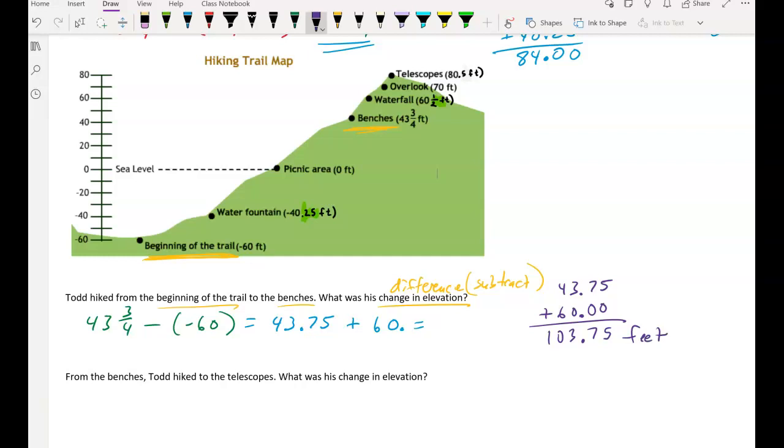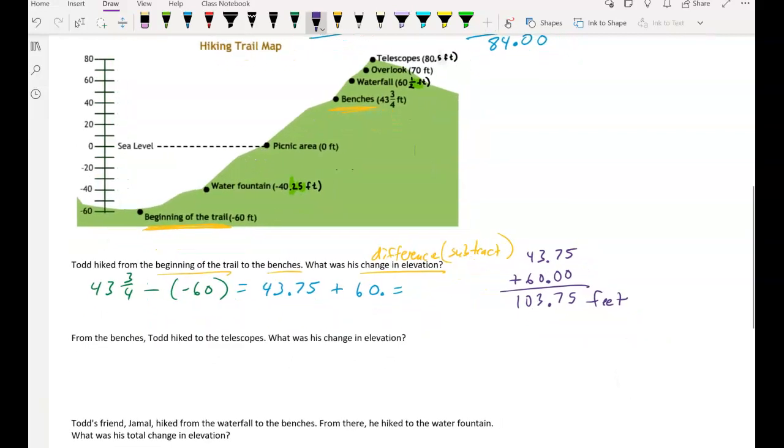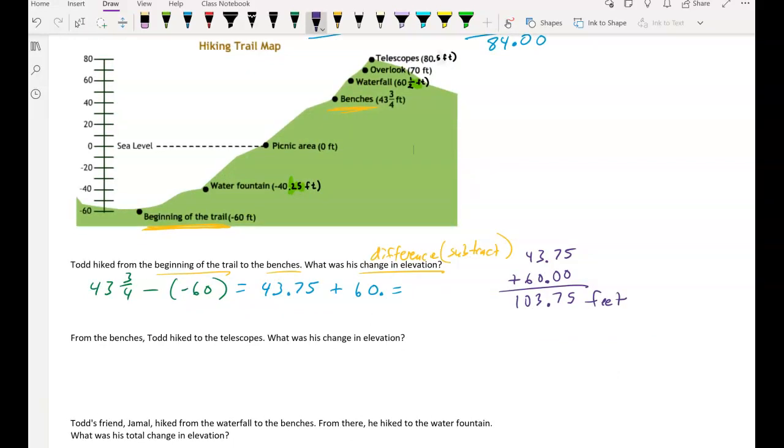Okay? Now, from the benches, it says Todd hiked to the telescopes. So now we're going from the benches up to the telescopes. So, benches, telescopes, change in elevation, difference, subtract. Telescopes is the end point, so we're going to subtract 80.5 minus 43 and 3/4. The beauty part is we already know how much 43 and 3/4 is, so we can change this to 80.5 minus 43.75.